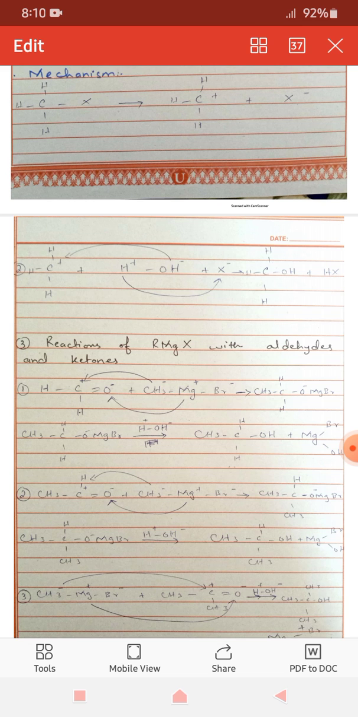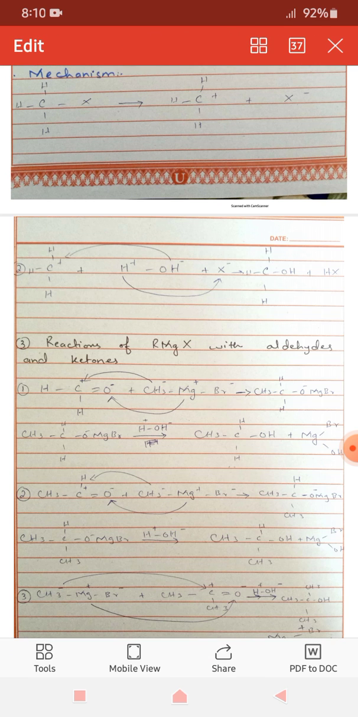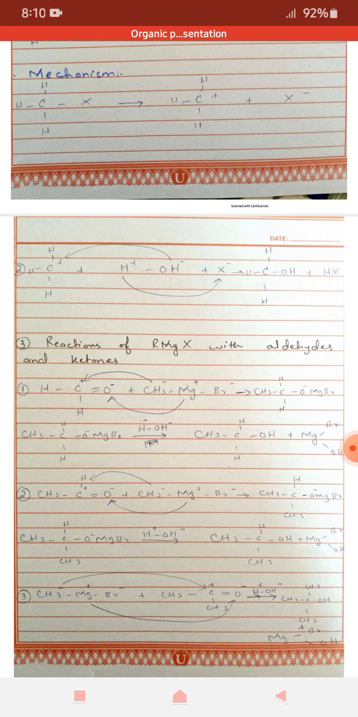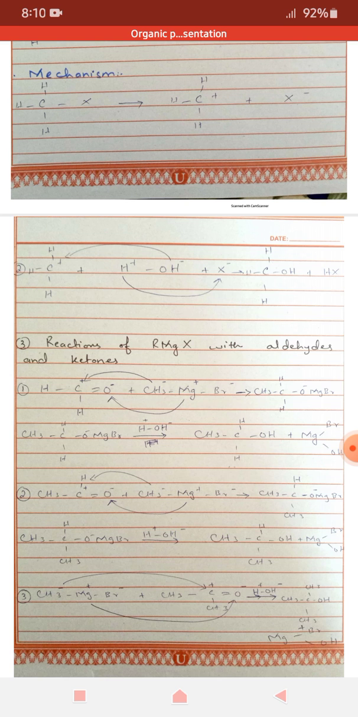In the second reaction, I have taken ethanal, which is reacting with Grignard reagent. Again, the carbocation of the ethanal is being attacked by the nucleophile of the Grignard reagent, which is methyl group, and the respective product is formed. Then this product reacts with water molecule to form secondary alcohol and side product.